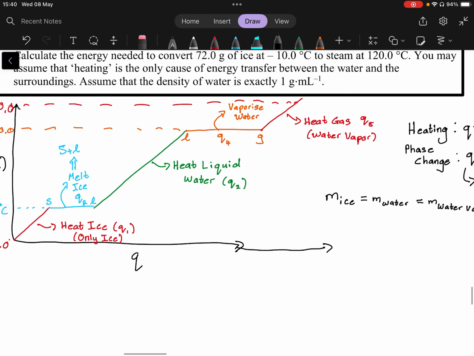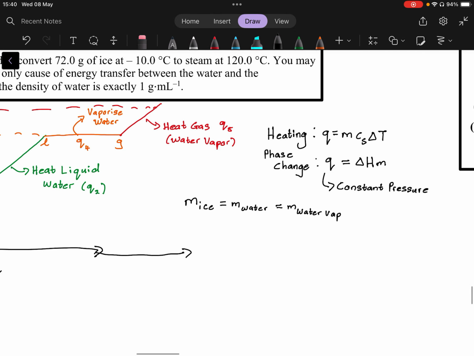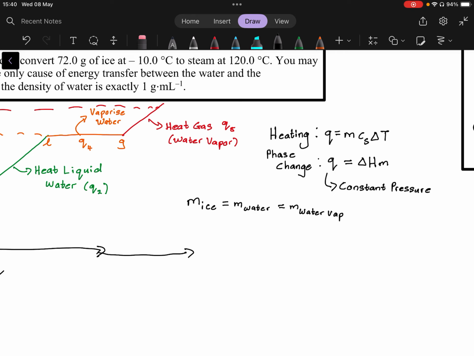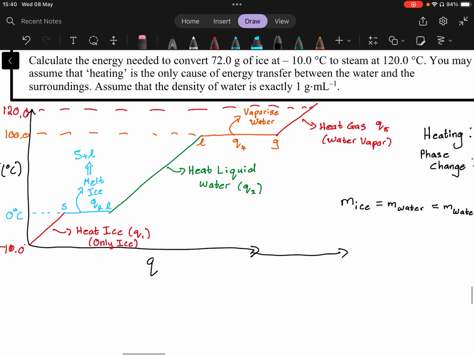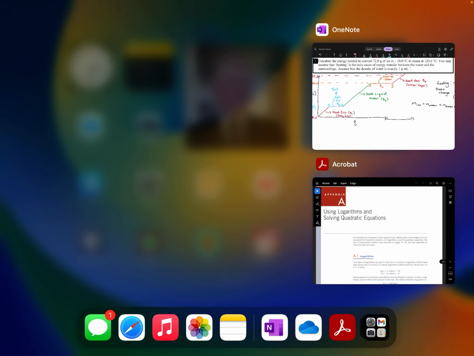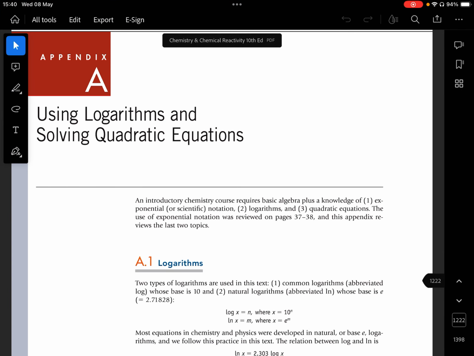Okay. Now the next thing that we need, so what are quantities that we will need? We will need the specific heat capacity of ice, liquid water, and water vapor. We'll also need the enthalpy of fusion and the enthalpy of vaporization. So where do we get those values? Well, you're going to look them up in your textbook. Your textbook has an appendix, or anywhere really. I mean, you can Google it as well.